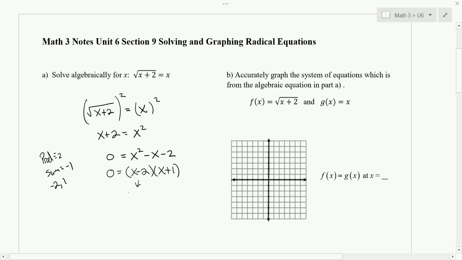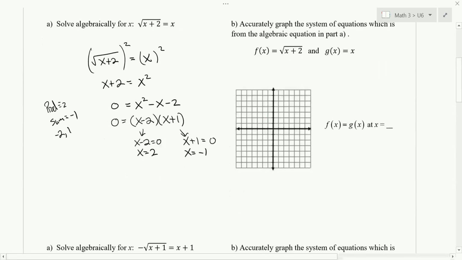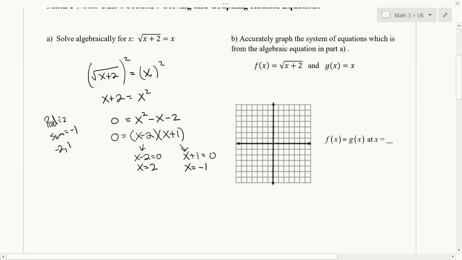And then lastly, we can get our answer. So here, this is going to be x minus 2 equals 0, so x is 2. And x plus 1 is 0, so x is -1. So we get two answers. But remember that third step. When you're solving with roots, often you get these answers, but they really don't work. And we call them what? Extraneous solutions, right? And so I just need to check, make sure none of these are extraneous, or if they are, we got to get rid of them.